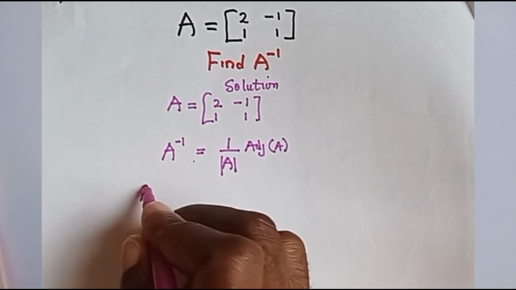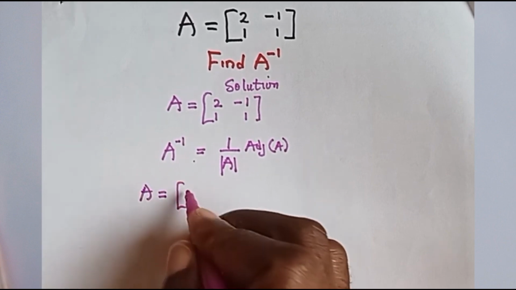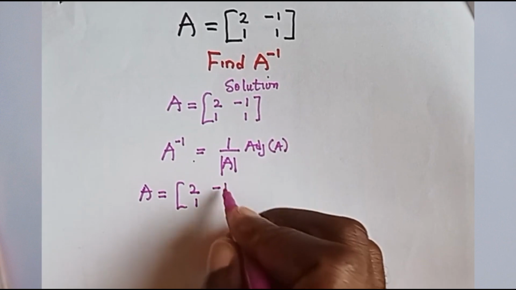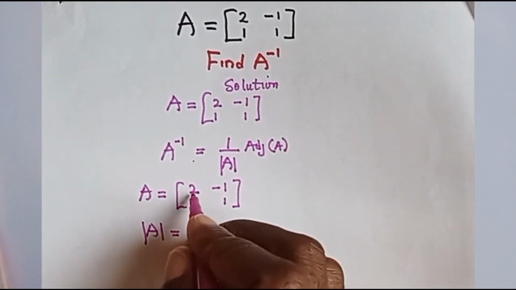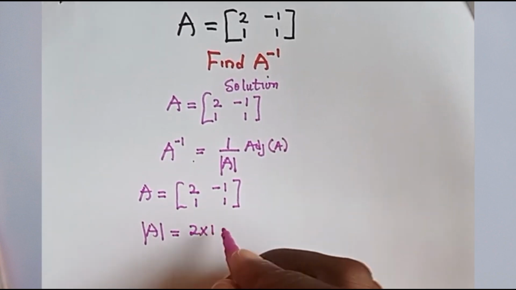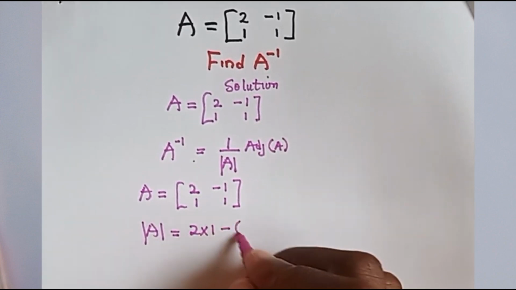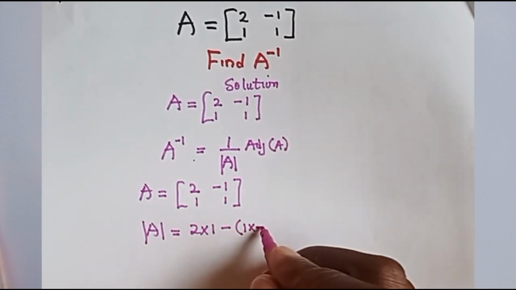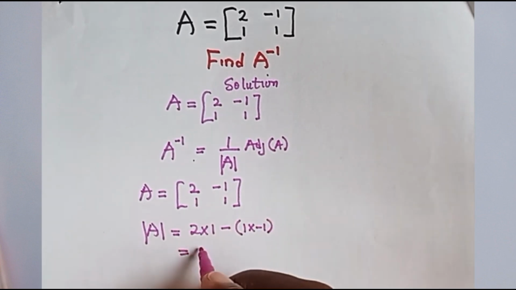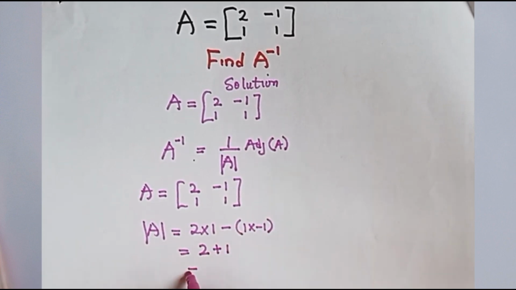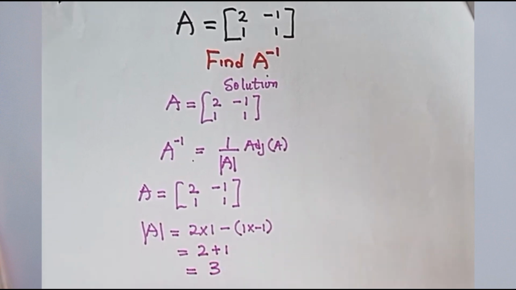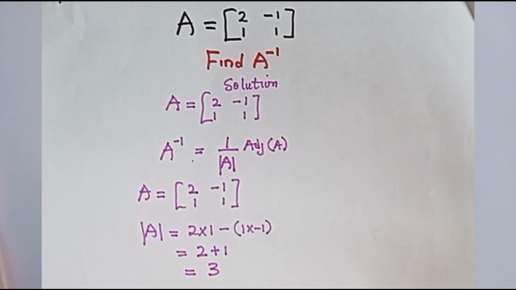So we have A to be, don't forget, 2, 1, minus 1, 1. The determinant of A will give us 2 times 1, minus 1 times minus 1. That gives us 2, and minus times minus will give us plus, so 1 times 1 will give us 1. So the determinant of A is 3. So it means this matrix is invertible.